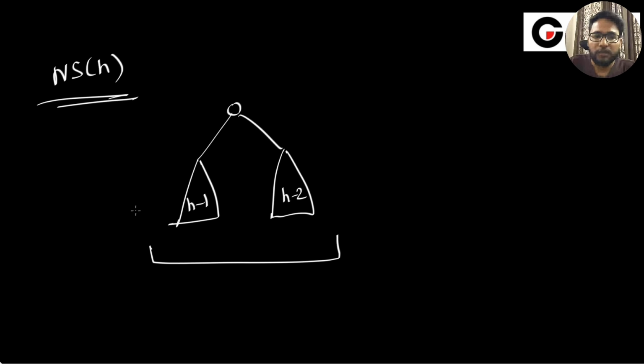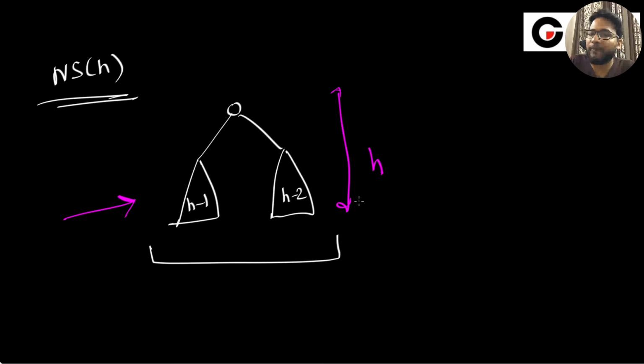Now I want to find out the total number of this kind of shapes. Let's forget about everything. Let's forget that we are studying data structures. It's a very much combinatorics problem where I want to find out how many total structures of this kind are possible. See, this height is h. Now I am saying that NSH is the total structures possible with height h.